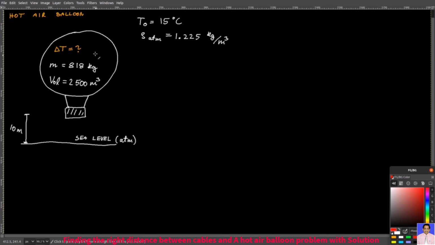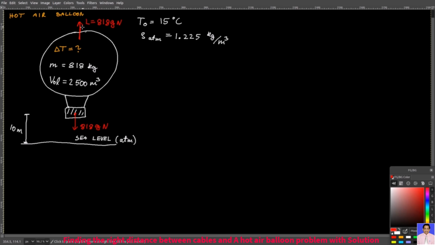Now, since you know the mass of the balloon, you know that it has a force of gravity, which is 818 g newtons. And in order to make this balloon float, there must be another force that we can call lift. It also needs to be 818 g newtons, but it needs to point upwards.